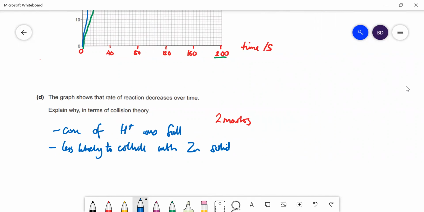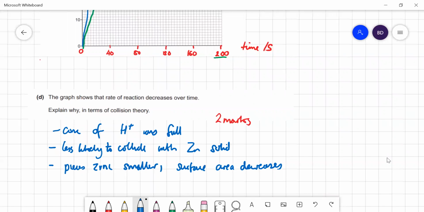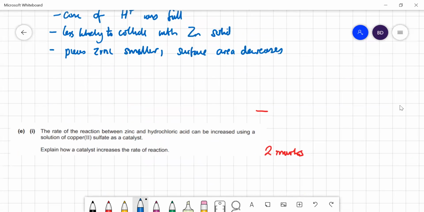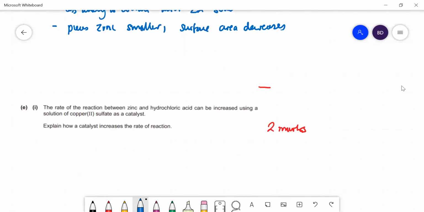And I think you also need to say that during the course of this reaction, the zinc is going to react. So the pieces of zinc get smaller because they're getting used up. So that means the total surface area will also decrease. So that means collisions are less likely because you've got less surface area. So I think you need to make both of those points about the concentration of the acid and the fact that the zinc is disappearing as well.